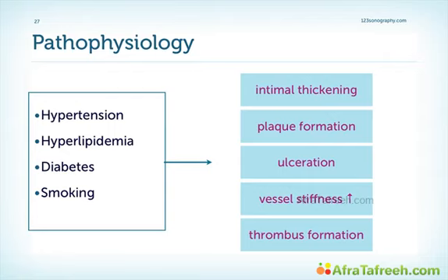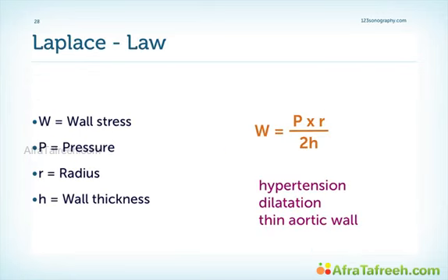What is the pathophysiology behind the development of aneurysms? Well, it is very closely linked to a number of risk factors: hypertension, hyperlipidemia, diabetes, and smoking. This leads to a number of changes which involve the wall of the aorta, such as intimal thickening, plaque formation, ulceration. It increases the vessel stiffness, and also it can lead to thrombus formation.